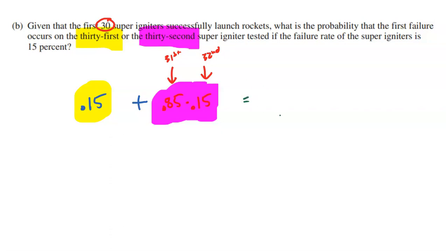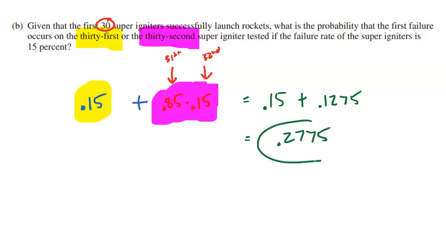All I have to do is grab a calculator and put all this together. So multiply before addition. So 0.85 times 0.15 is 0.1275. Grab a calculator if you don't believe me. Then I can add those two together to get 0.2775. So given that the first 30 all launched successfully, the probability that my first failure is on the 31st or 32nd is going to be 0.2775.